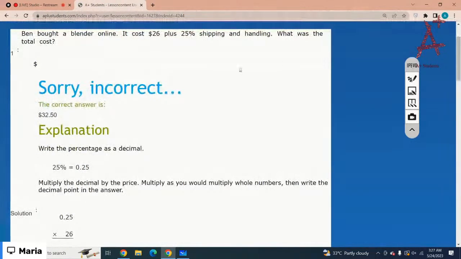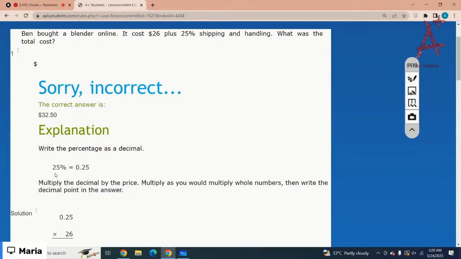Ben bought a blender online. It costs $26 plus 25% shipping and handling. What was the original cost? Basically, the cost of the blender is $26 and 25% is shipping. 25% is of the cost. So you need to calculate 25% of 26. Got it? How do we calculate 25% of 26?